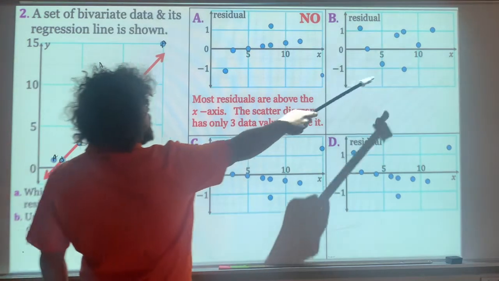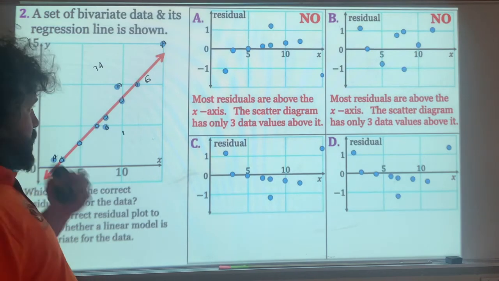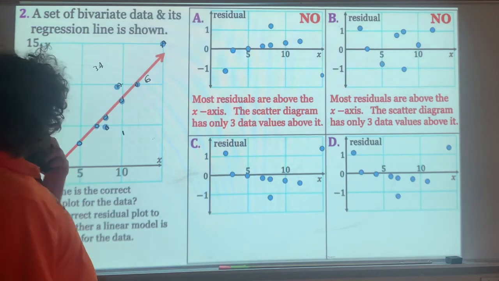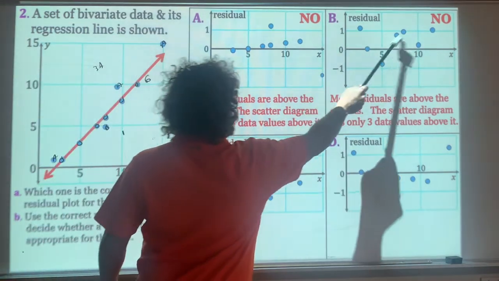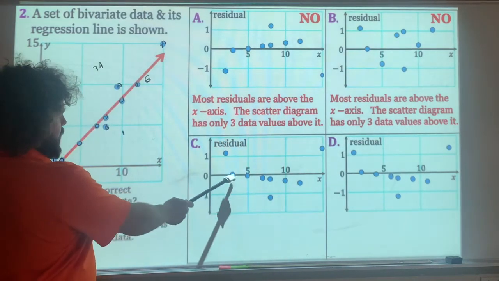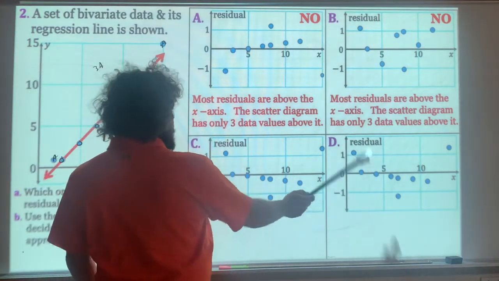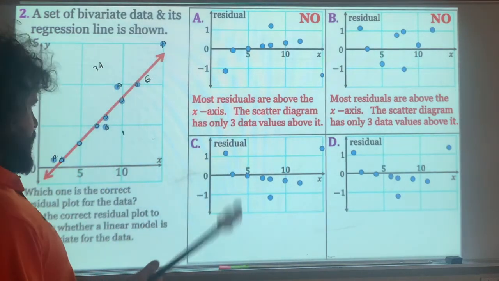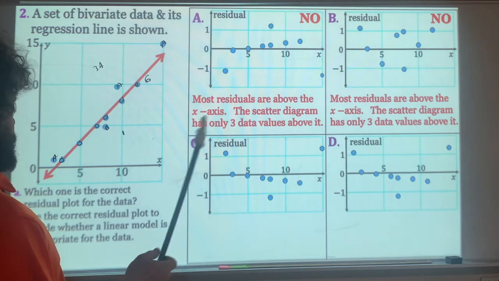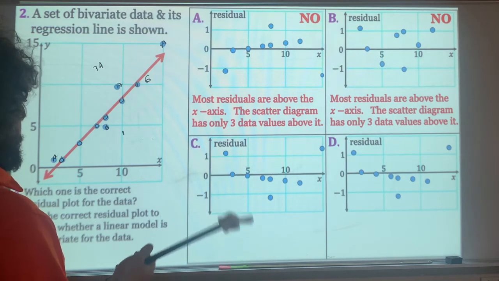What about B? That's not good. Because most residuals are above the x-axis. This thing only has 3. Look at this, 1, 2, 3, 4, 5. Now look at this. Even though these aren't on, they're all very close. So C and D, are they the same exact graph? I think they're the same graph. I messed this up by copy pasting.